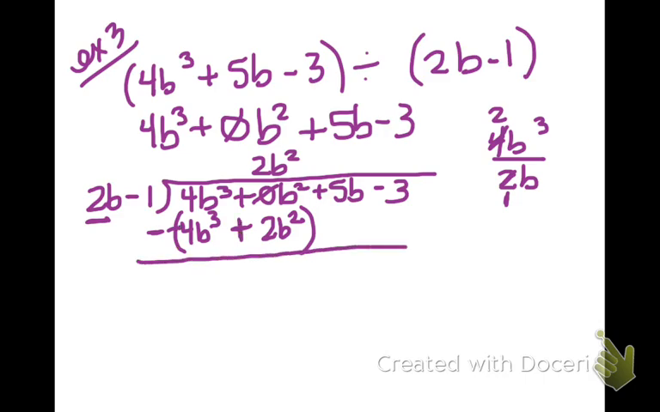So when I add them, 0 plus 2, this will be 2b squared. 4b cubed minus 4b cubed, make sure that it does cancel. Now I want to bring down the entire rest of my polynomial, so plus 5b minus 3. Take the 2b into the 2b squared.